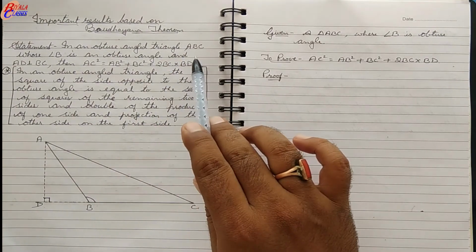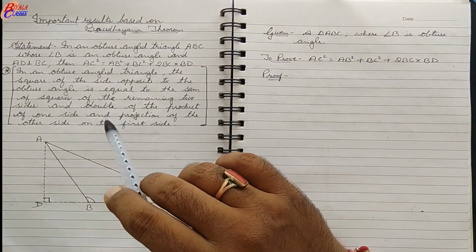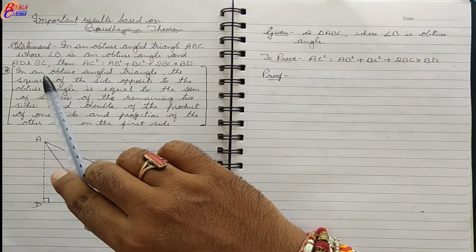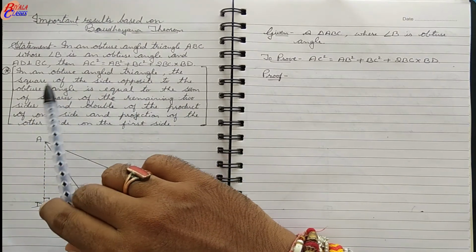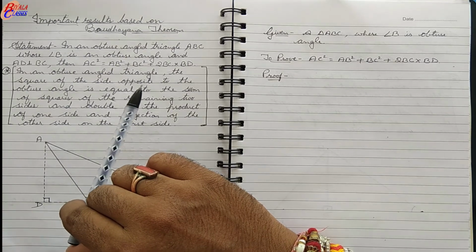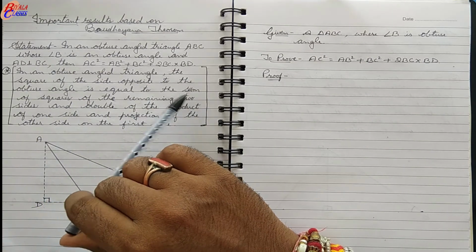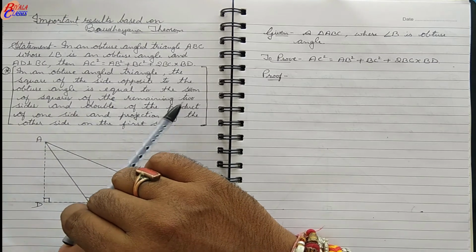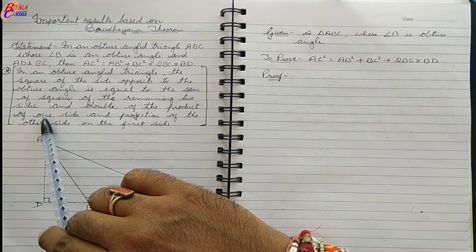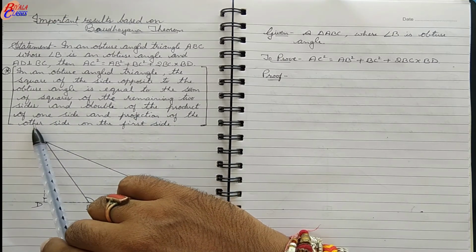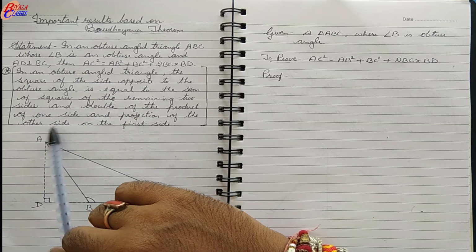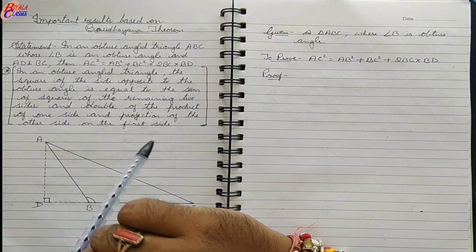Now this can be written in a statement form also in another way. It says that in an obtuse angle triangle, the square of the side opposite to the obtuse angle is equal to the sum of squares of the remaining two sides and double of the product of one side and projection of the other side on the first side.